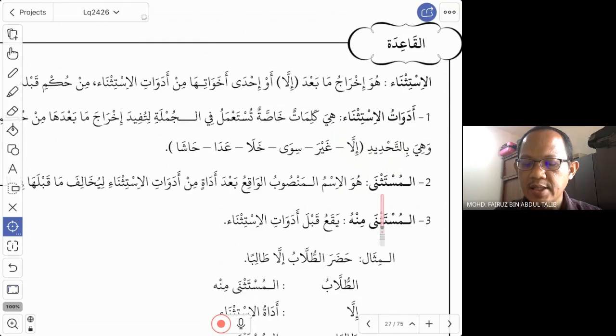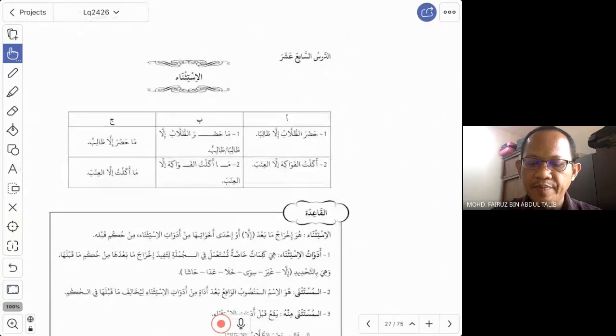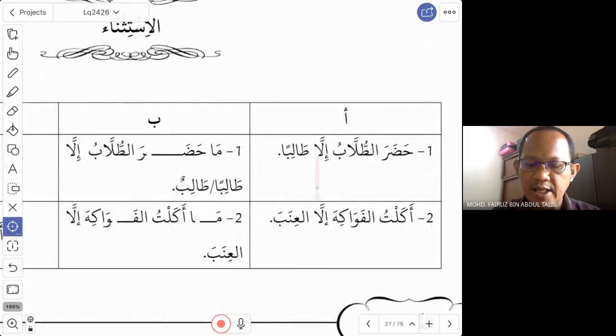And secondly, the term al-mustathna. Al-mustathna is referring to the object that we exclude from the meaning of the sentence. Normally it is the word located after the adat istisna, the word that is positioned after illa. So in this jumlah, all these words after the word illa are called the mustathna.